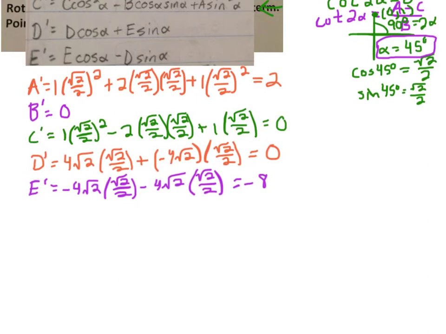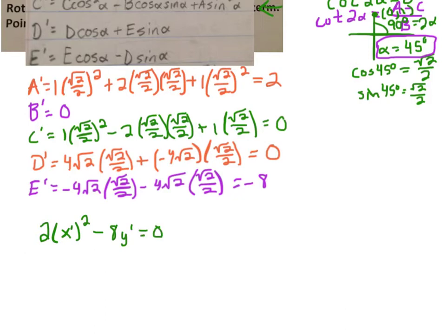So A prime was 2, that goes in front of x prime squared. And then we don't have a B prime, a C prime, or a D prime. The next thing we have is E prime. The E prime goes in front of y prime. So negative 8 y prime equals 0.